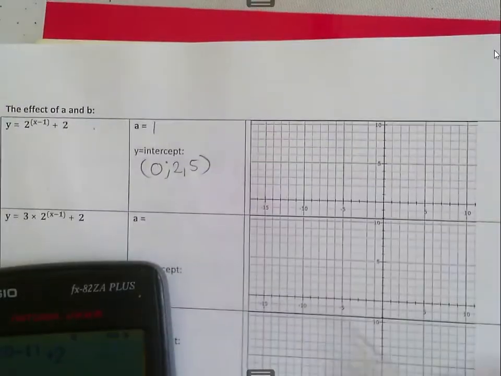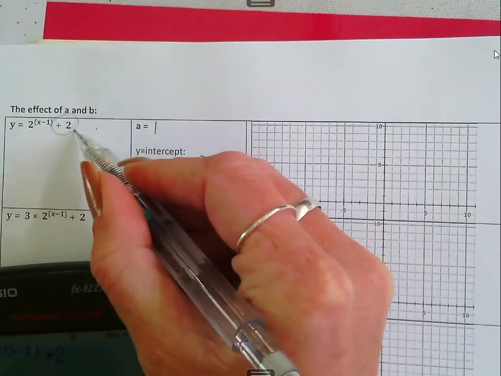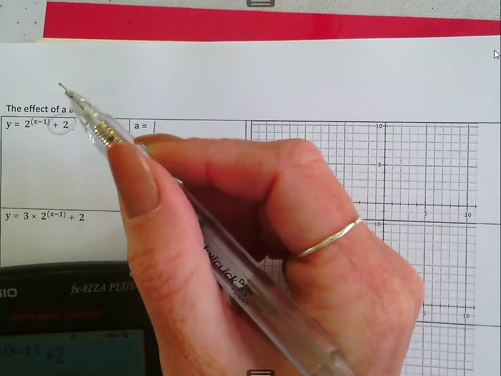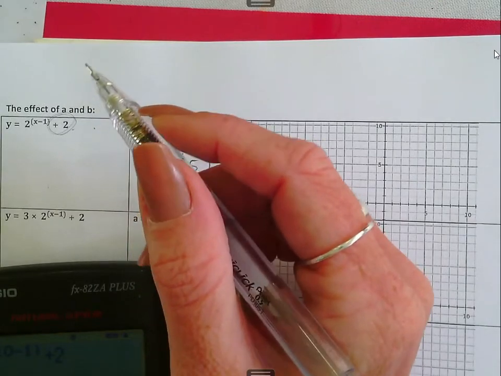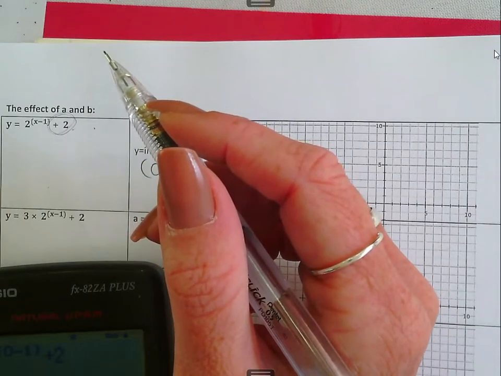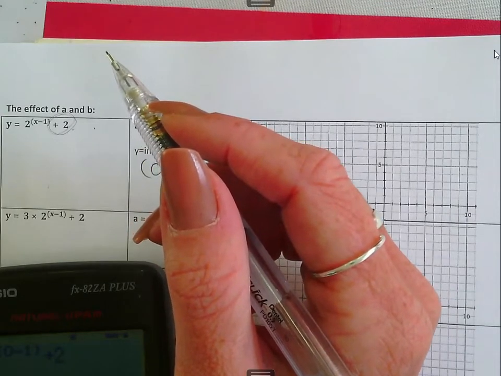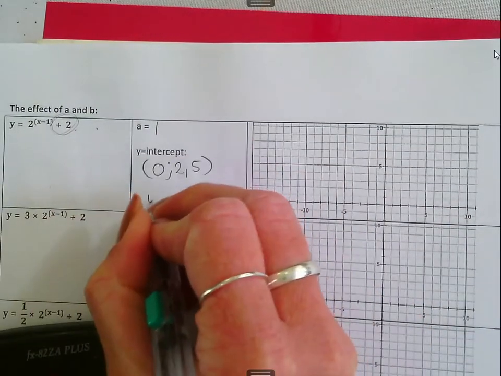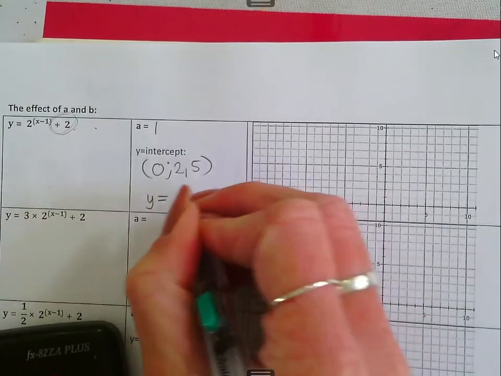Alright, do you remember what we said? This is Q, right? This plus 2. What did we say is Q? Look at the previous page at exponential. What does Q do? It moves it up and down, so it's the asymptote, right? So the asymptote is y equal to Q, and Q is 2.